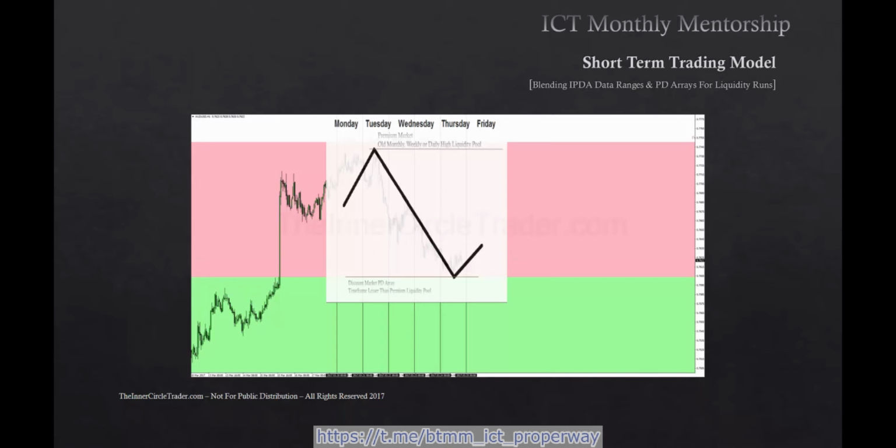Blending the two, time and price, it gives us the ability to work within the same parameters that the algorithm will at the interbank level. Hopefully this has been insightful to you. We'll build more on these ideas as we go through and trade with more insights using the IPDA data ranges and PDA array matrix.